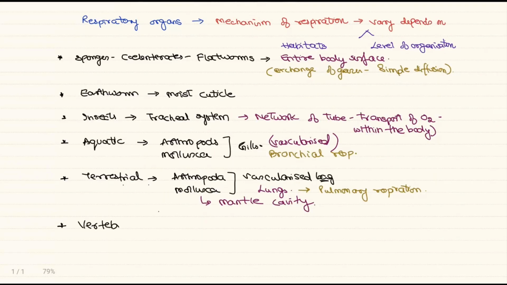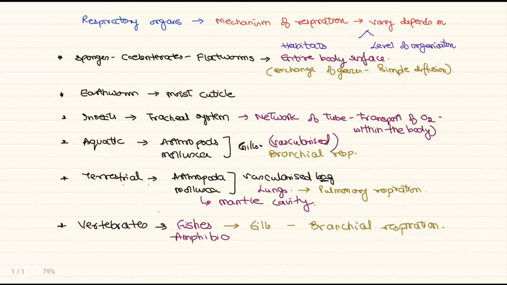Moving on to the chordates, that is the higher forms like the vertebrates starting from the fishes. The fishes have gills for respiration, thus called branchial respiration. There are exceptions. We also have a few lungfishes which have a single or two lungs. Remaining all the fishes have the branchial respiration.